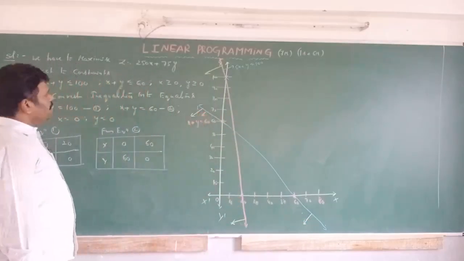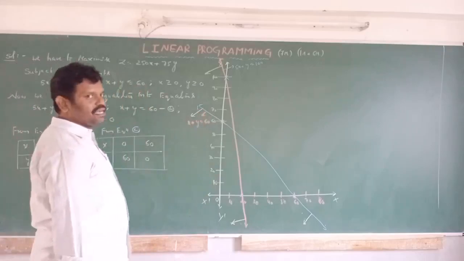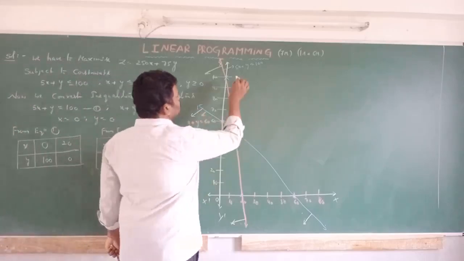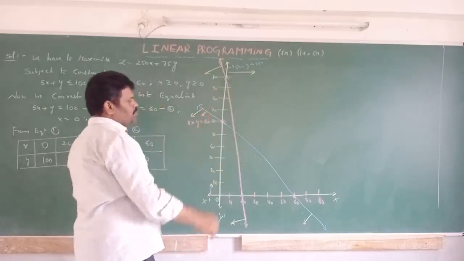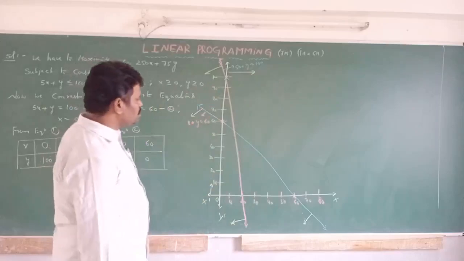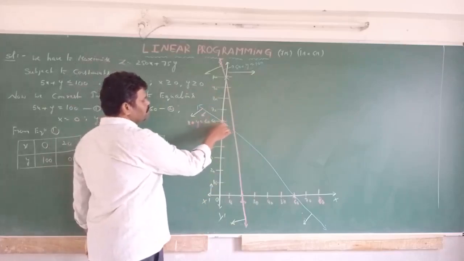Next one, here: x ≥ 0 and y ≥ 0. x ≥ 0 means this side, so if you draw like this. y ≥ 0 means the upward portion. If you observe, this is the totally common portion, so this is the feasible region.